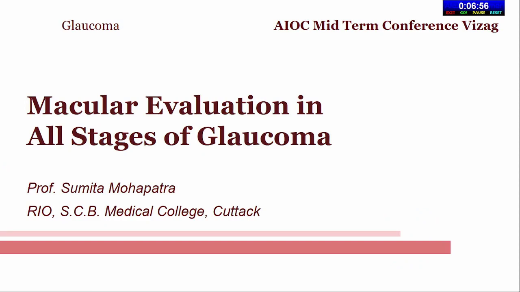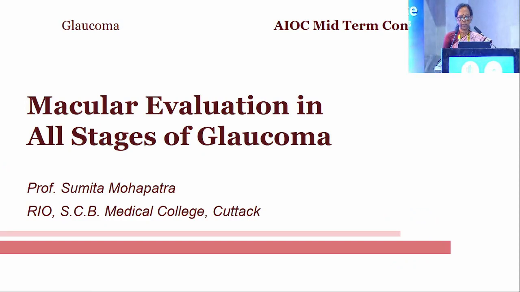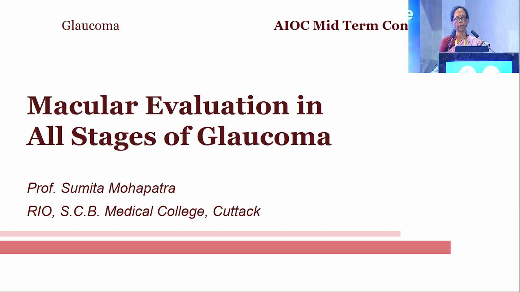I am going to talk on the macular evaluation in all stages of glaucoma, from the early to severe. Traditionally, all glaucoma patients are evaluated by evaluating the optic nerve head and circumpapillary retinal nerve fiber layer. And on the perimetry side, it is always 24-2 or 30-2 to begin with. But currently, we are seeing that glaucoma can affect the macula in the very early stage.